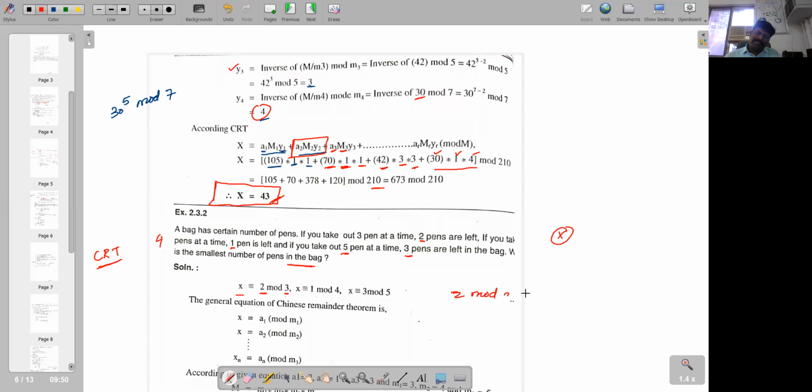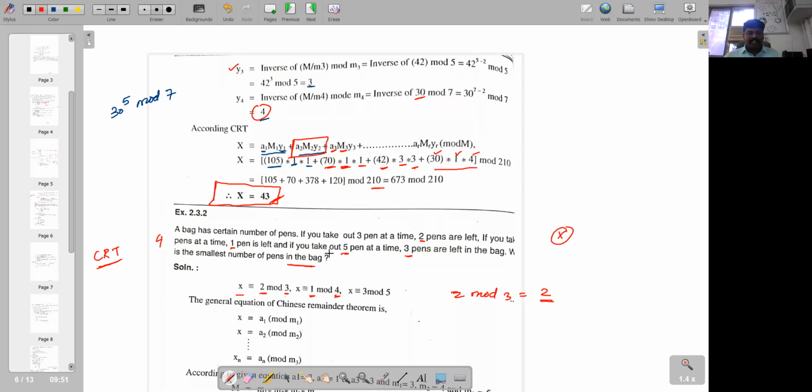2 mod 3, which is 2. Correct? Is it correct? 2 mod 3 is equal to 2, right? If you are taking 3 pens out, 2 pens are left. So that means x is congruent to 2 mod 3. Very similarly, if you take 4 pens out, 1 is left. So x is equal to 1 mod 4.